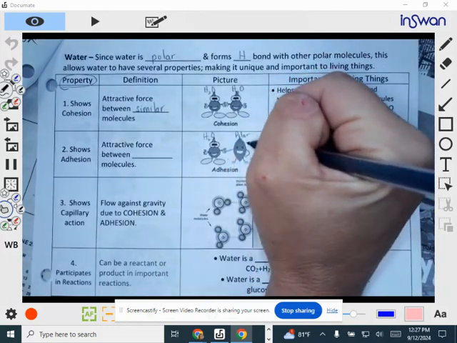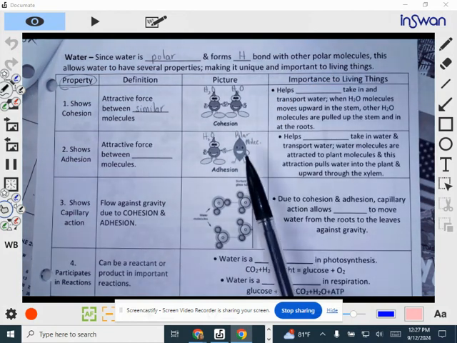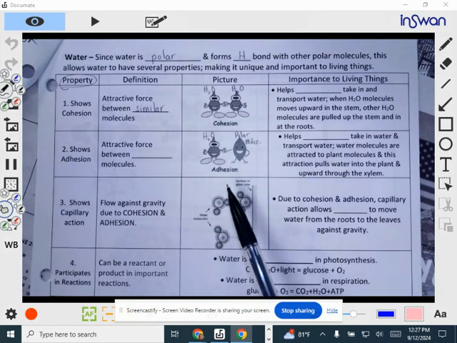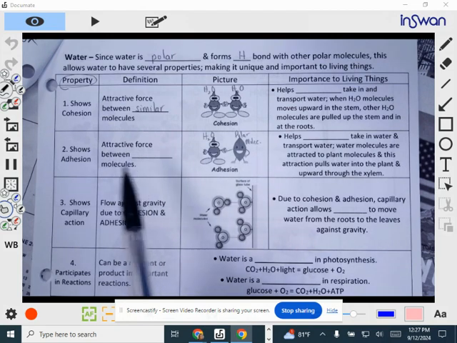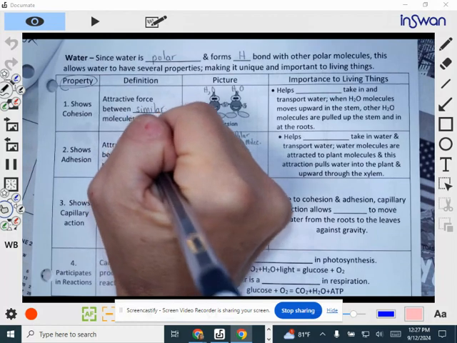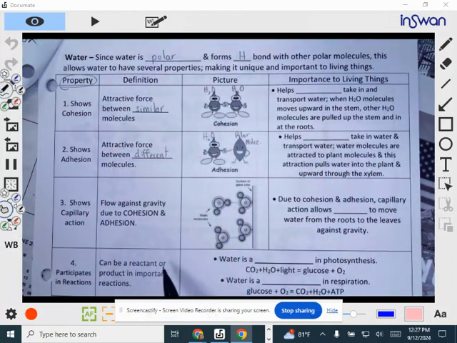Now, water can also form an attraction or a hydrogen bond with other polar molecules. Let's put a different polar molecule right here. There are lots of polar molecules in plants, like cellulose and starch, and water is attracted to those molecules. When you have two different molecules and an attractive force between them, we don't call that cohesion, we call it adhesion.